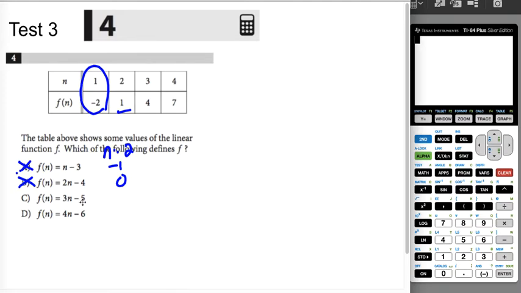3 times 2 is 6 minus 5, that gives me a 1, so that's a contender, and 4 times 2 would be 8 minus 6, which gives me a 2, so that's not the right answer, so it has to be C. So all of them worked for the first point, but only one of them worked for the second point. It has to be answer C.